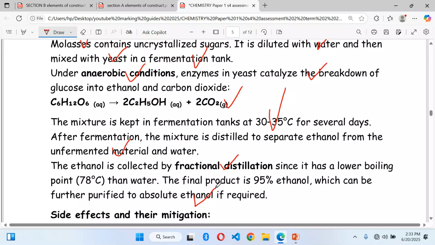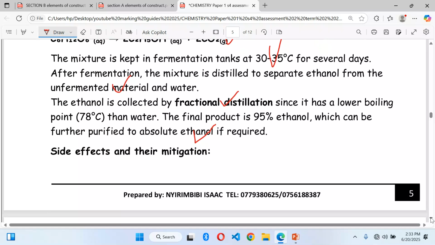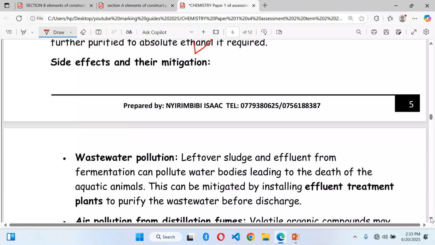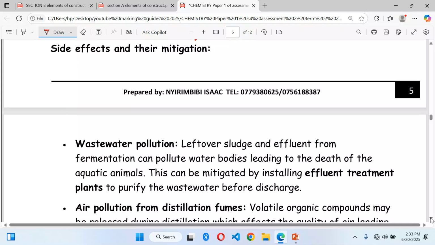So in this, you don't come and start talking about manufacture of ethanol from millet, manufacture of ethanol from cassava flour, manufacture of ethanol from bananas, yet it has not been specified in the scenario. Now after the process of production, what did we say? We also talk about the side effects, and their mitigations of the production process. Let's go through them very fast.